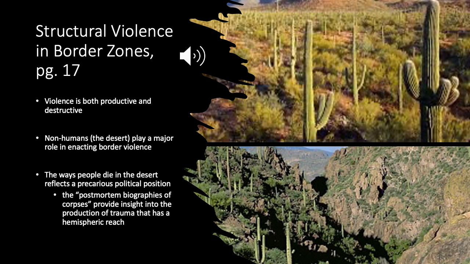And he has this quote, the post-mortem biographies of corpses. What he means by that is basically the stories we can tell by studying the body, what we can learn from the body about how that person lived and died. These post-mortem biographies provide insight into the production of trauma that has a hemispheric reach. So the stories told by corpses trying to cross the border help us understand the social, the systematic production of trauma that reaches across the northern and the southern hemisphere.